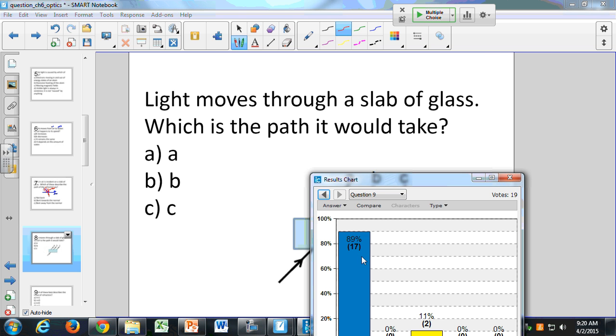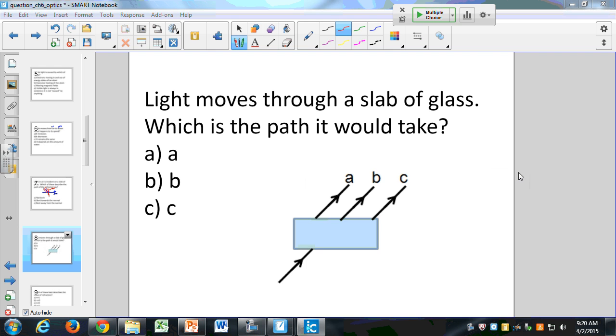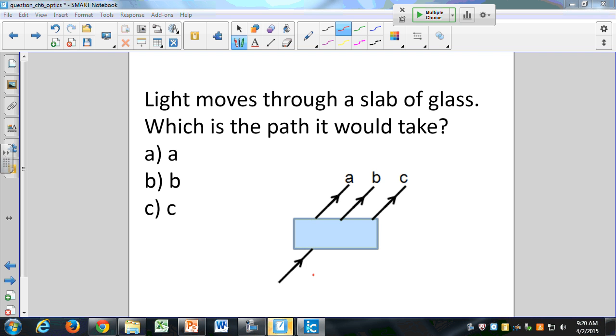A is right. Good. Remember, it bends towards the normal when it enters this slab of glass, so it bends in this direction. And then when it goes out, it bends away from the normal. And it turns out that these two rays are parallel to one another. They're just slightly offset.